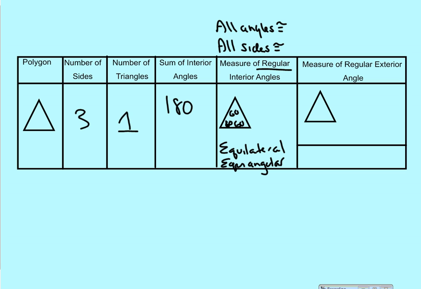So the measure of a regular exterior angle, remember an exterior angle has got to add up to the other two angles. So that's going to be 120. That would be 120. That would be 120. So the measure of each regular exterior angle would be 120. The measure of each interior angle is going to be 60. All right.